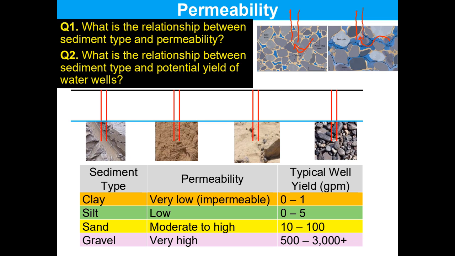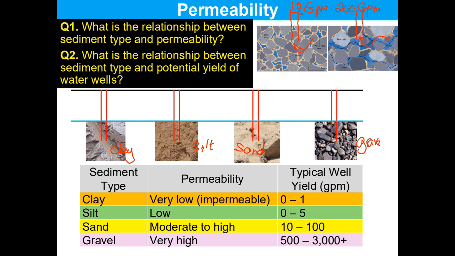Let's say, for example, here you might have 200 gallons per minute, and here you might have probably 10 gallons per minute. Why? Because this material right here is permeable. The water goes fast, goes through easily. But this one goes very slowly, so you get only a little amount of water per minute. So that's what you have here. This one here is clay. This is silt. This is sand. And this is gravel.